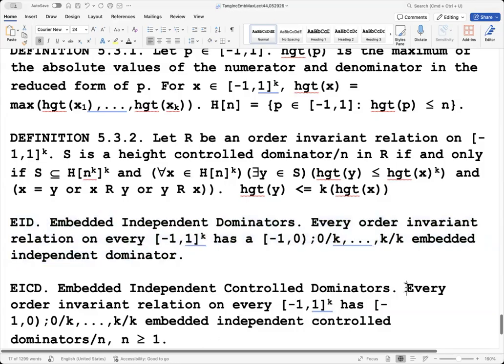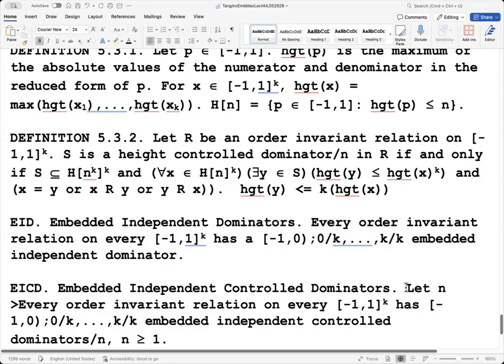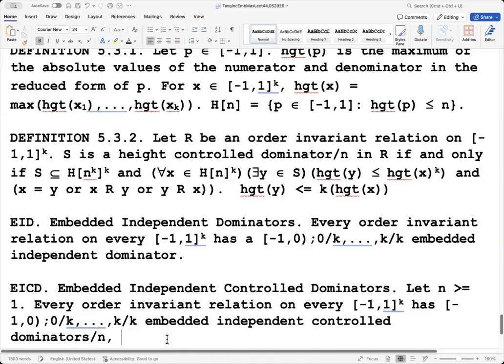Now, it might be better to say let n be greater than or equal to 1, outside here. Put it outside.